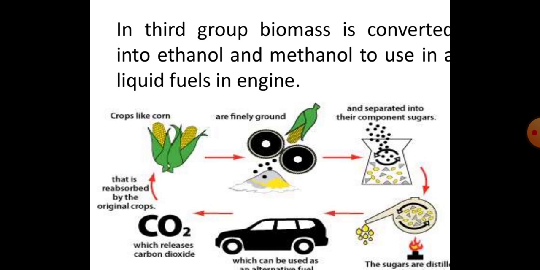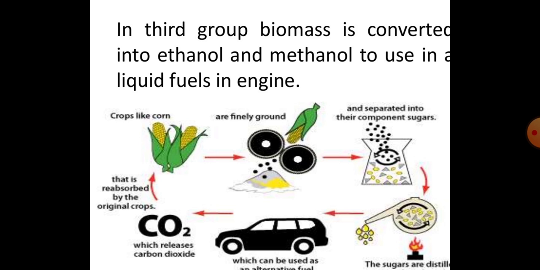How is the process done? As we can see in the diagram, let's start from the left hand side. There are crops like corn. The crops like corn are finely ground with the help of big rollers. After grinding, they are separated into their component sugars. After they are separated, the sugars are distilled.